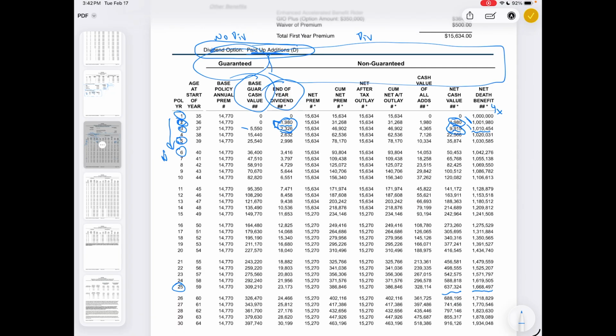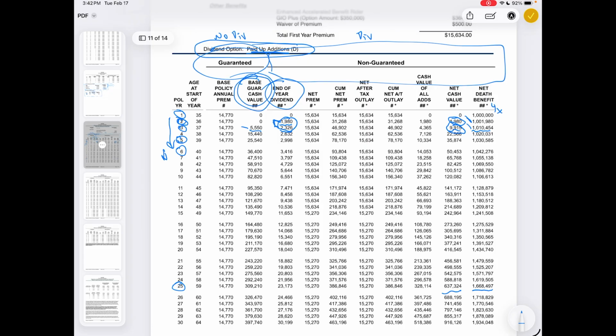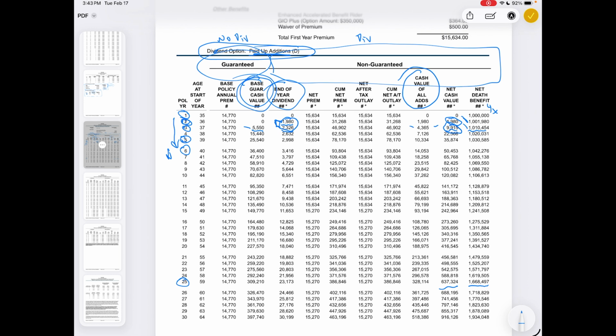So if we look at the guaranteed cash value column at $5,550, and we look at this cash value of all adds column at $4,365, that's what gets us to the $9,915 of total cash value in the whole life policy.